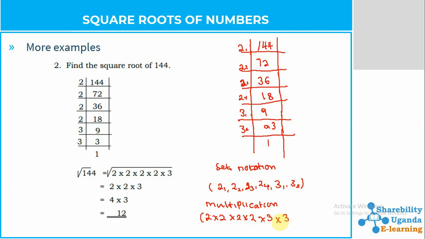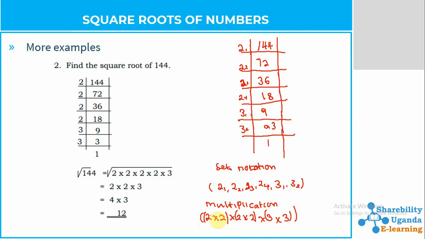Then times 3. So now when you look at this form of ours, the multiplication form, we can form some more sub-sets. These are the subsets we are forming. In these subsets that we have formed, how many subsets have we got? We have 1, 2, then 3.